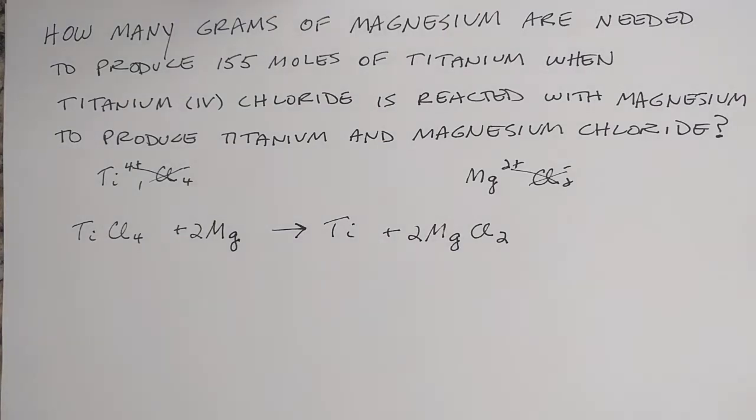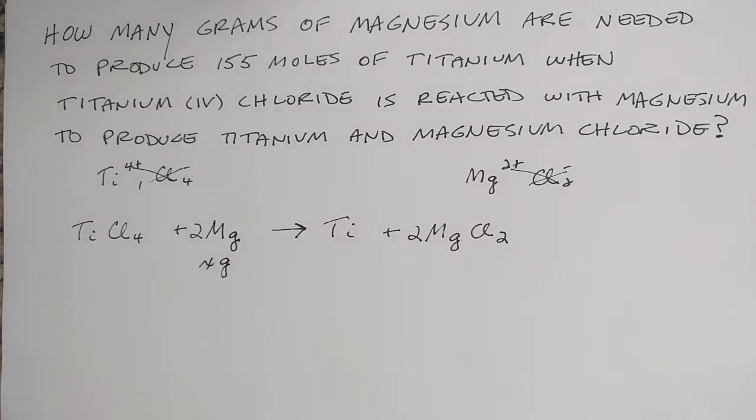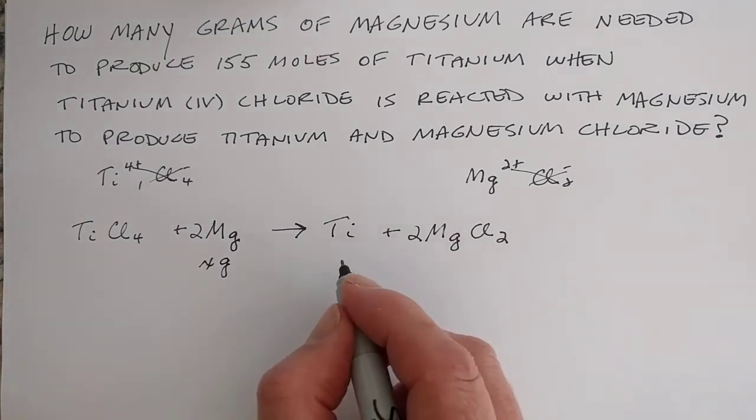Or at this point, you've balanced a lot of equations, you may just be able to do it like that. All right, now we're going to go ahead and go back and read the problem and put our information underneath the appropriate substances in the balanced equation. So how many grams of magnesium, there's our x grams, are needed to produce 155 moles of titanium?